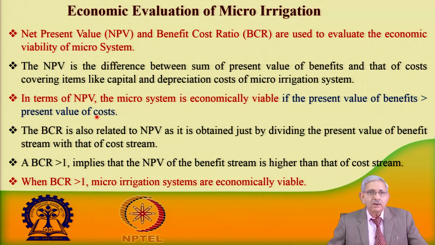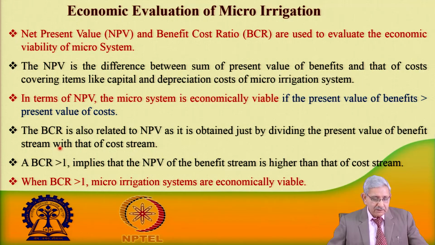In terms of net present value, a micro irrigation system will be economically viable if the present value of benefit is greater than the present value of the cost which we are going to incur while installing the system and while cultivating a particular crop.